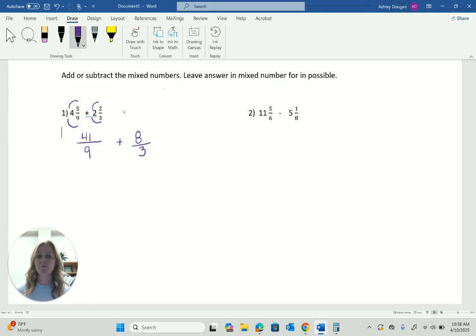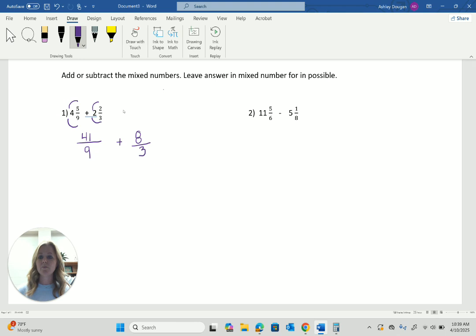So for example, with multiplication, we would multiply straight across. With division, we would flip that second fraction. If you're adding or subtracting, our next step is to find a common denominator. And so that's what we're going to do. And we only do common denominators with addition and subtraction.